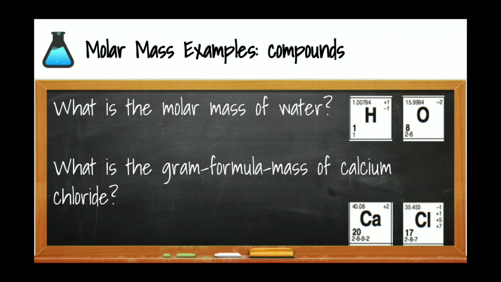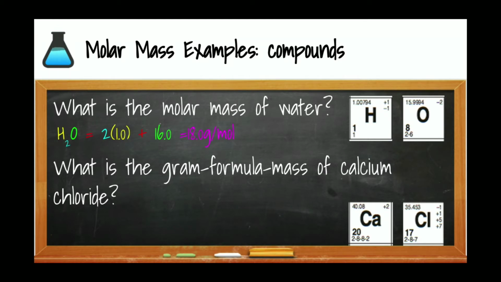Now, when you're finding the molar mass of a compound, you'll need to have the compound formula. So when we are examining the molar mass of water, we look at the formula for water, H2O. So we take the mass of hydrogen, 1.0, and multiply it by its subscript 2. We add that to the mass of oxygen to get a total molar mass of 18.0 grams per mole.